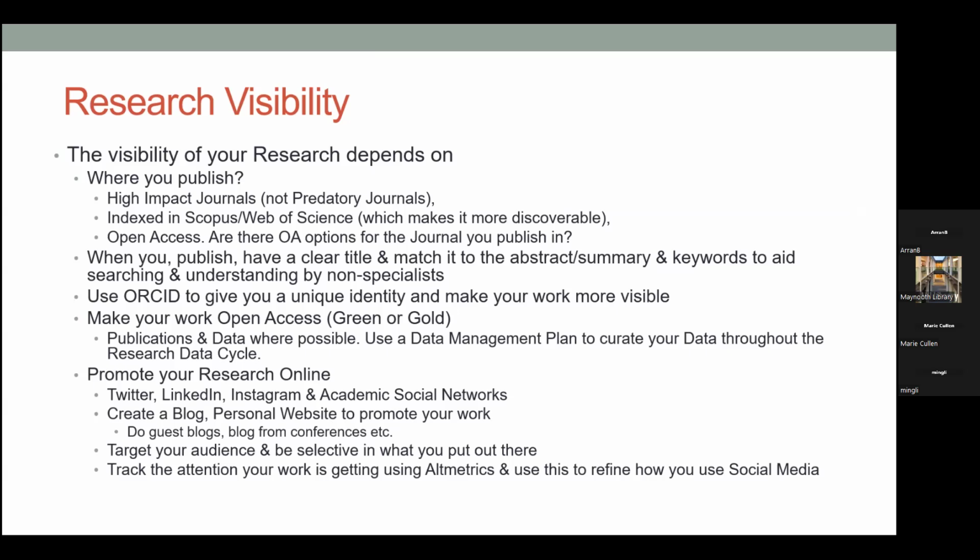But the general visibility bit then, so how do you increase your visibility to make sure you are getting more impact? So where you publish is important. So you want to be choosing the high impact journals, and Scopus and Web of Science will allow you to do that. Beware of the predatory journals.